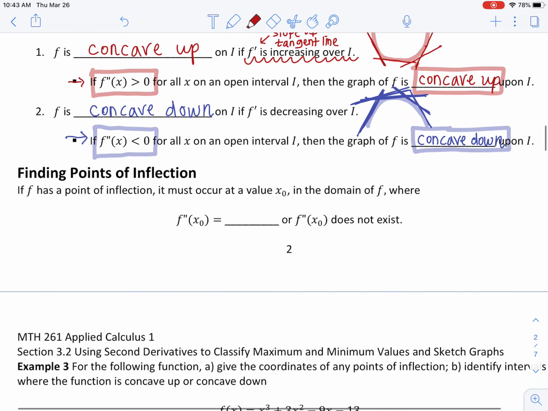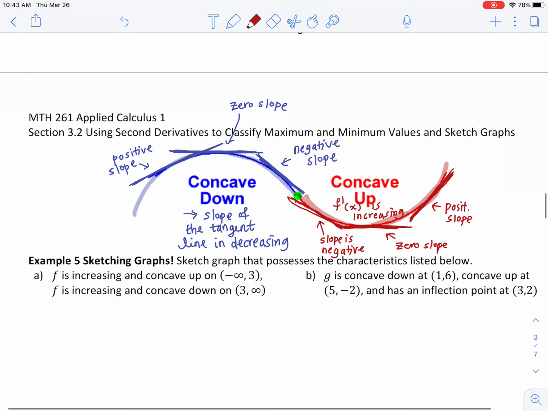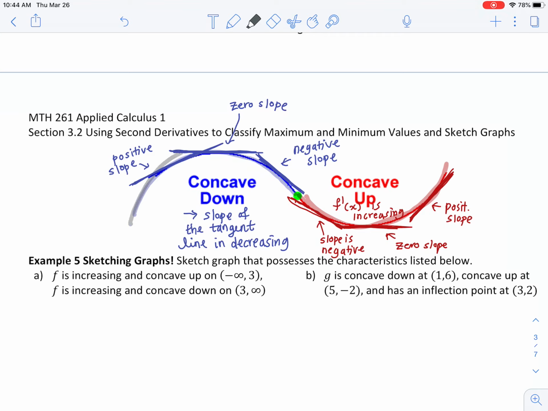Let's find the points of inflection. What does that mean? Now, back to that one little picture that I had on page 4. Notice how concavity changed from left to right, right? So this was concave down. And then at this point right there, it started being concave up. It's called a point of inflection. Okay? It is where the concavity changes.